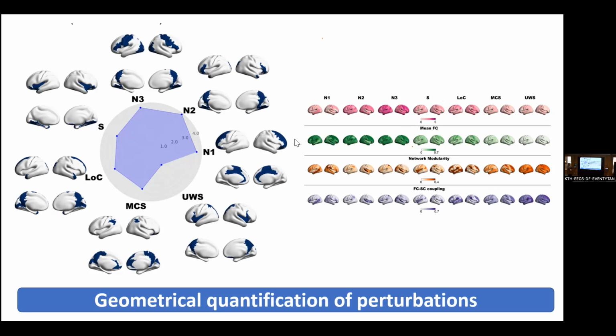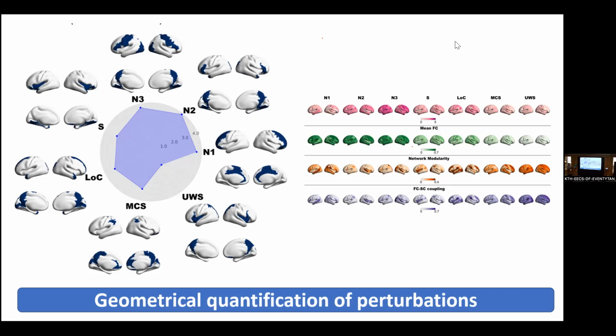As you can see, there is not really much interesting information in the mean FC, and the network modularity and SC coupling are quite similar. So in my opinion, the best information that we are getting from here is the distance to wakefulness. This is the geometrical quantification of the perturbations in the latent space. So this is the exploration that we performed, and it's possible to perform different kinds of quantification in terms of geometrical metrics in a two-dimensional space.